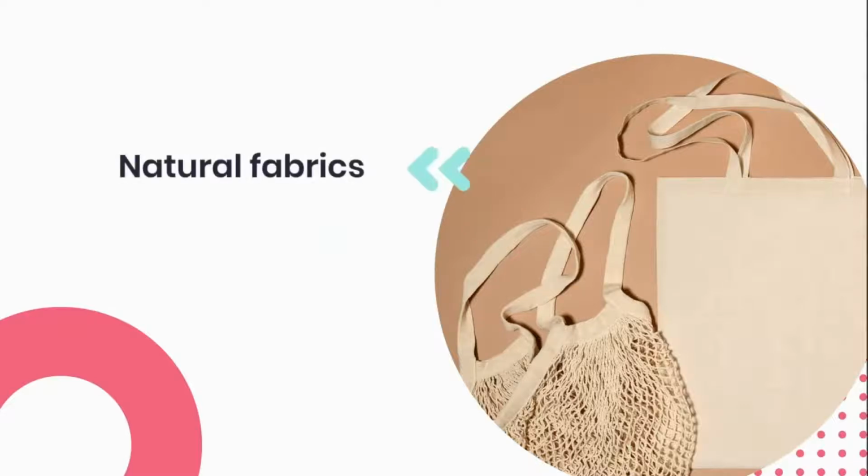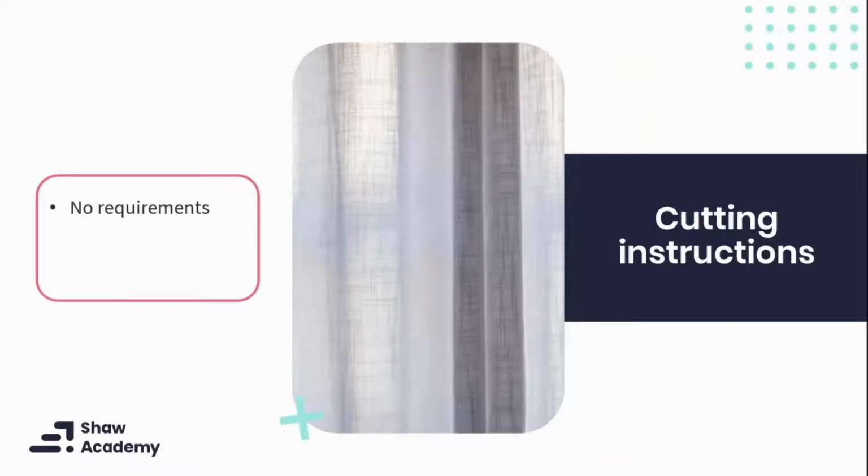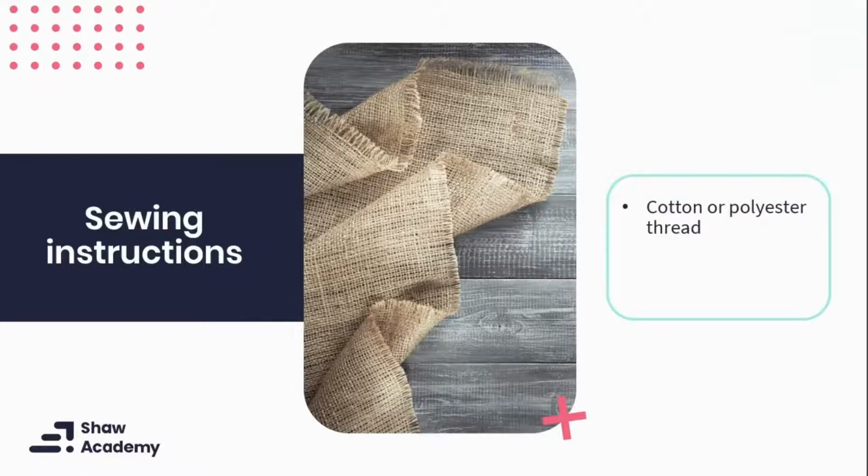Starting with natural materials like cottons and linens, which are usually the easiest to sew, so a definite go-to for beginners. Let's look at the cutting instructions first. Now, there are no real requirements unless the fabric has a nap or a pattern on it, influencing the pattern placement. For sewing natural fabrics, use all-purpose cotton or polyester thread the same color or slightly darker than the color of the fabric. You can also use normal machine needles to sew with, and when it comes to pressing, remember to press with steam.